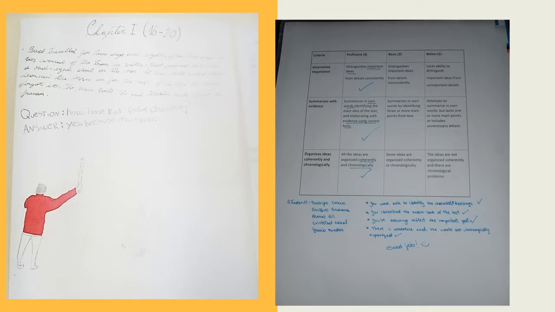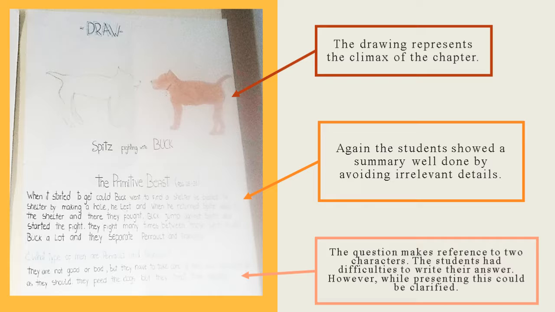Now, if we see the students' work with the rubric on one side, we can notice that they totally accomplished the 3 different criteria. According to the comments made, they were able to identify the main idea, and it was also coherent, and the events were chronologically organized. In the second evidence, we can see that this group also presented a summary well done.